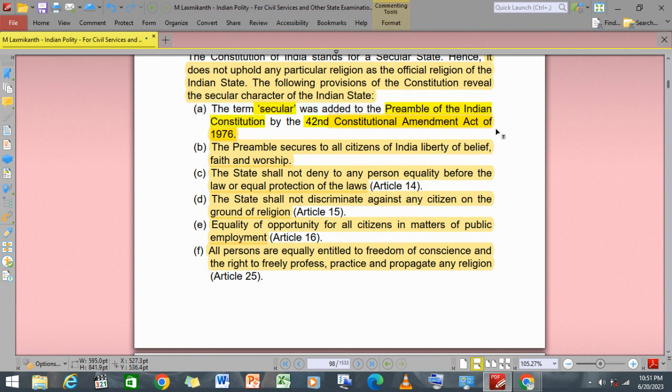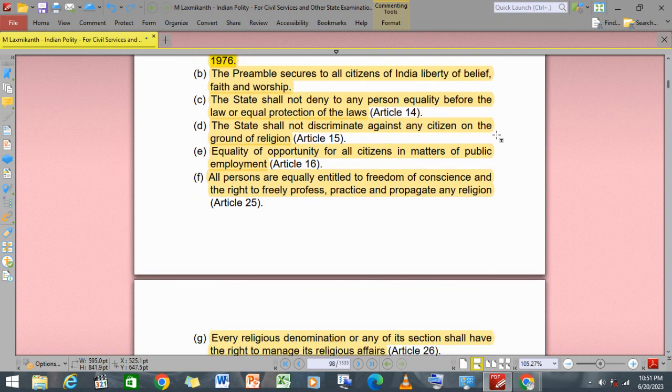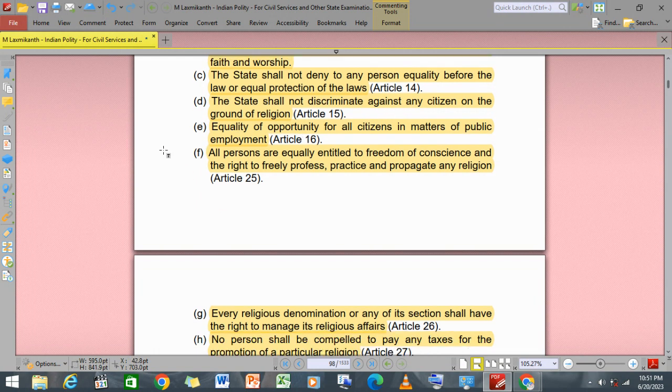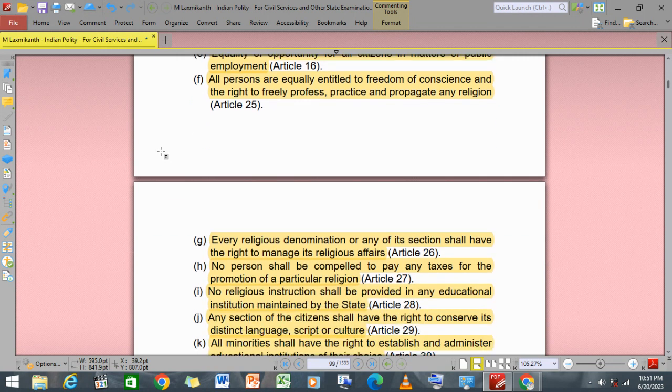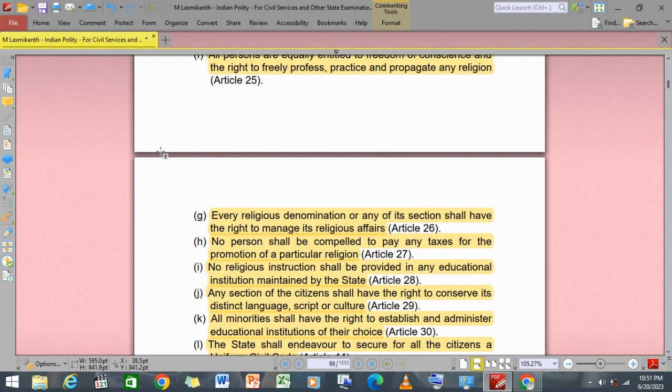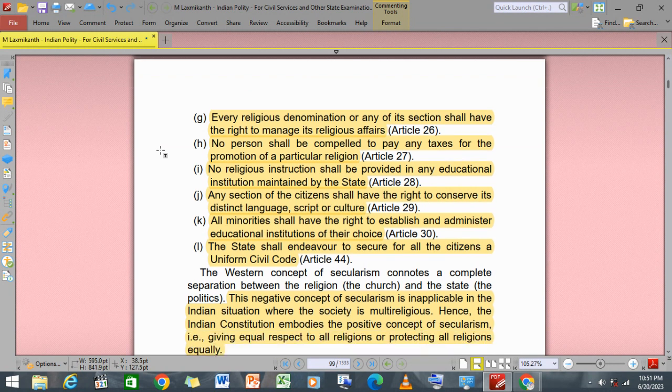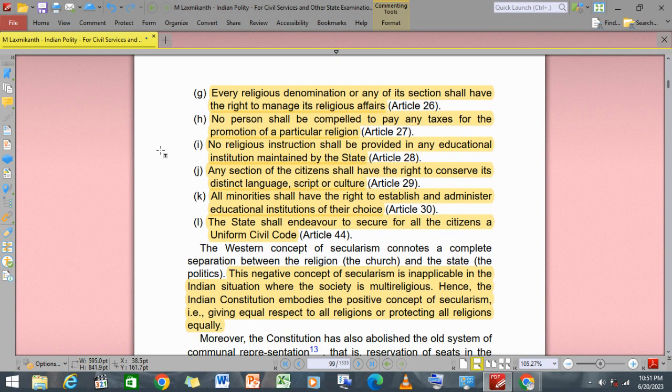All right, the Preamble secures for all citizens liberty of belief, faith, and worship. The state shall not deny any person equality before the law and equal protection of the law. The state shall not discriminate against any citizen on the basis of religion. Equality of opportunity for all citizens in matters of public employment. All citizens are equally entitled to freedom of conscience and the right to freely profess, practice, and propagate any religion. Every religious denomination shall have the right to manage its own religious affairs. No person shall be compelled to pay tax for the promotion of a particular religion.